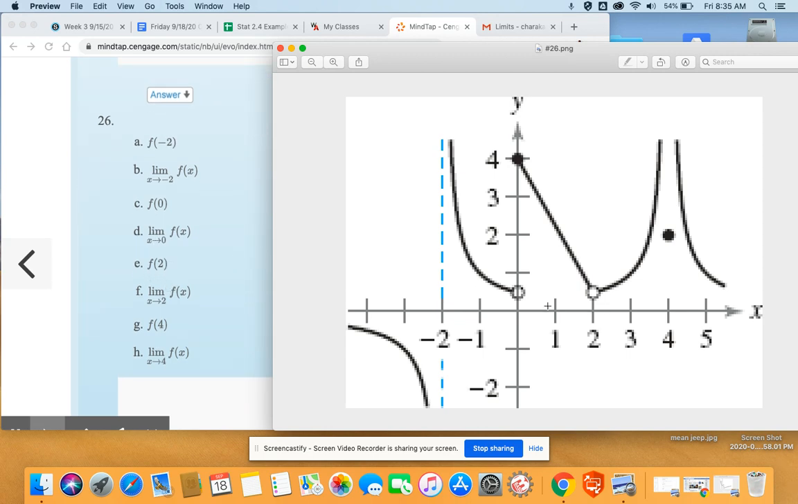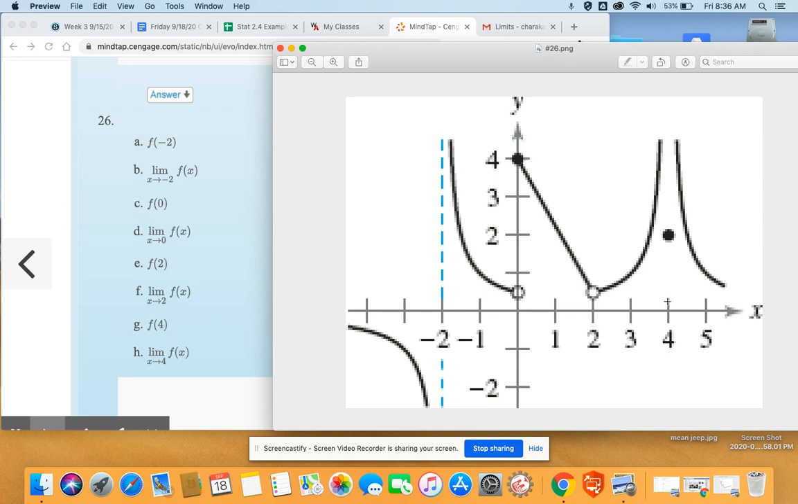Letter E, f of 2. We look at x equals 2. We see an open circle. There's no point there. Does not exist. Letter F, limit of f of x as x approaches 2. Well, if we trace from the left side, we're approaching a value of about 1/2 if we think about where this is. If we trace it from the right side, we're also coming to that same location at approximately 1/2. So our answer to letter F, as x approaches 2, your function approaches 1/2.